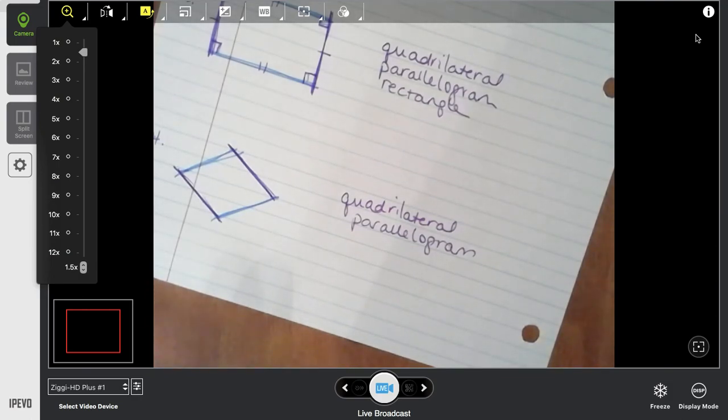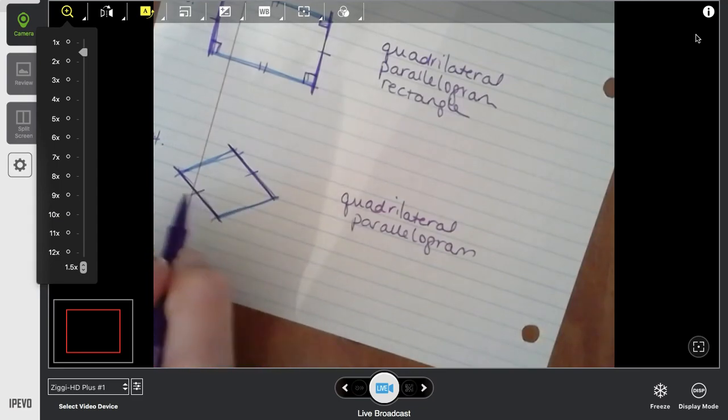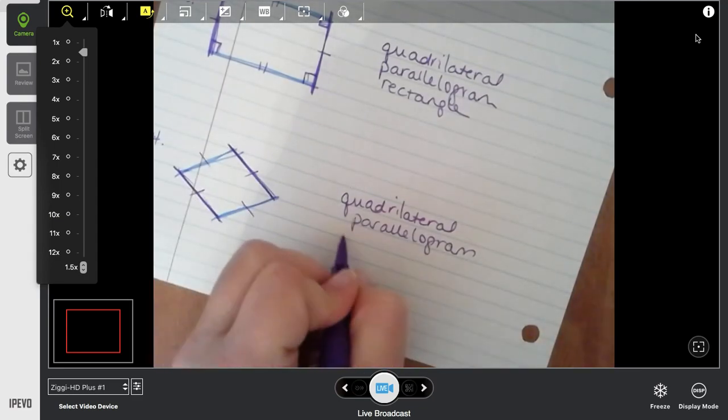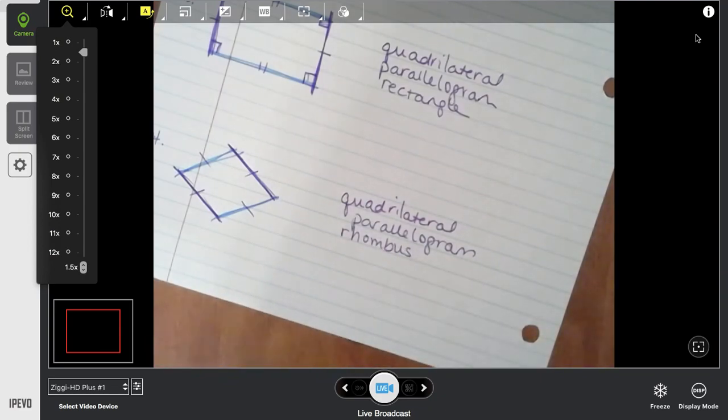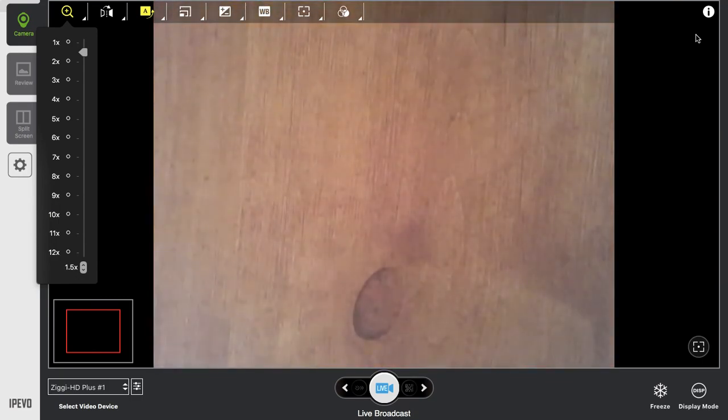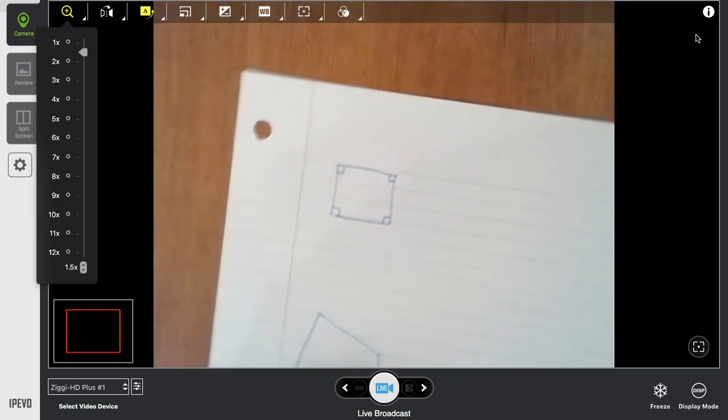Quadrilateral, parallelogram. It does have 4 equal sides though. All 4 sides are equal length. So that makes it a rhombus. When you think of diamond, automatically think of rhombus because they mean the same. Okay. All right, let's take a peek at the next one. Where did I put my next ones? Oh, here we go. All right.